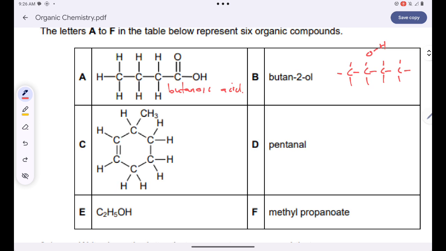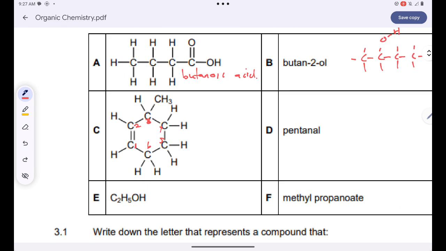Then compound C. Compound C, guys, is out of your syllabus right now, but this is just a cyclic hydrocarbon. If you were to name it, you would always start counting from where there's a double bond. This will be carbon number 1, 2, 3, 4, 5, and 6. And you can see that in carbon number 3, there's a side chain. So the IUPAC name would be 3-methylcyclohexene. But it's out of your syllabus right now, so you don't have to worry about it.